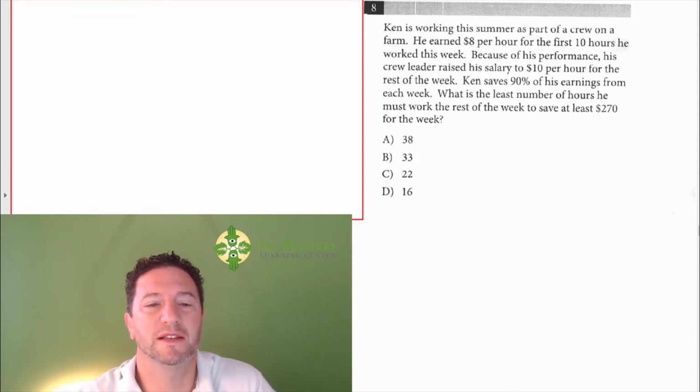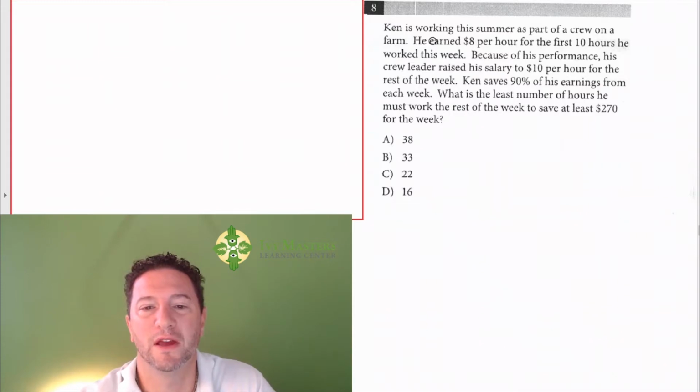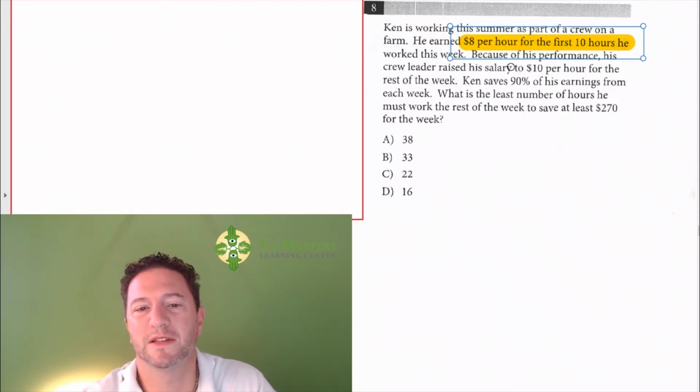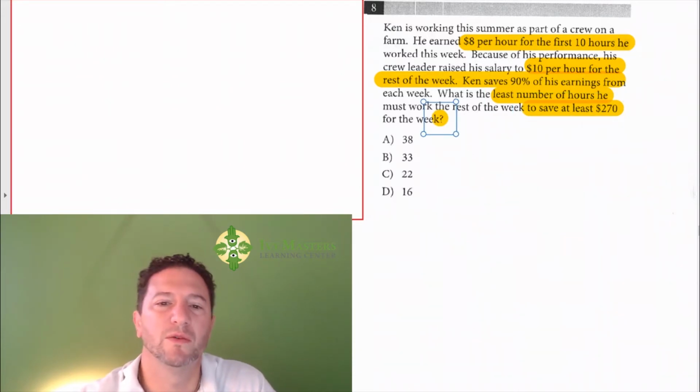And today we're going to look at Test 7, Section 3, Number 8, which reads: Ken is working this summer as part of a crew on a farm. He earns $8 per hour for the first 10 hours he worked this week. Because of his performance, his crew leader raised his salary to $10 per hour for the rest of the week. Ken saves 90% of his earnings from each week. What is the least number of hours he must work for the rest of the week to save at least $270 for the week? So, what do we do here?